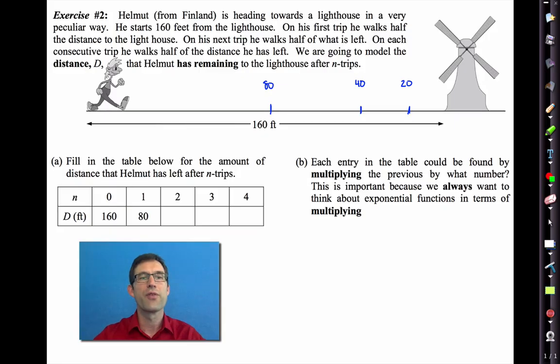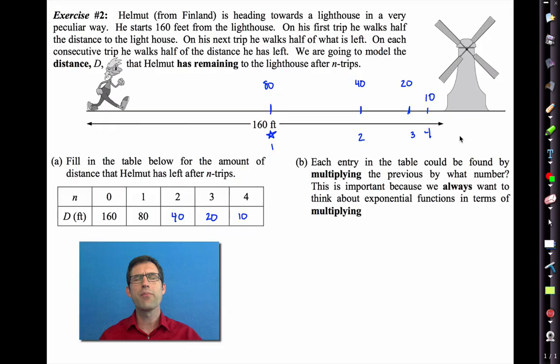So let's take a look at letter A. Fill in the table below for the amount of distance that Helmut has left after n trips. Well, after 0 trips, after he hasn't gone anywhere, he still has 160 feet left. After 1 trip, though, right, he's sitting here, and he has only 80 feet left. After 2 trips, he has only 40 feet left. After 3 trips, he has only 20 feet left. And after 4 trips, he has only 10. In fact, I almost marked all of those off, right? So that's trip 1, 2, 3, 4.